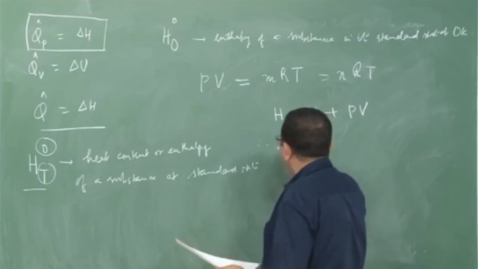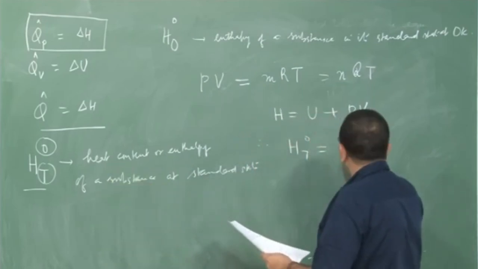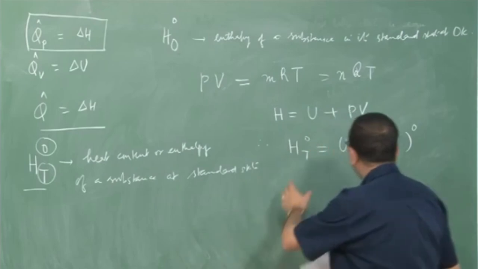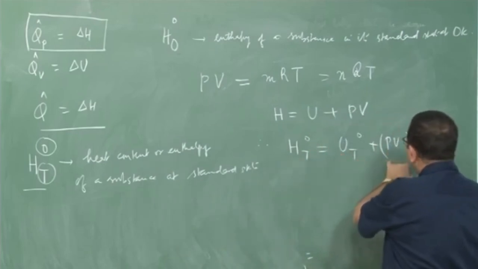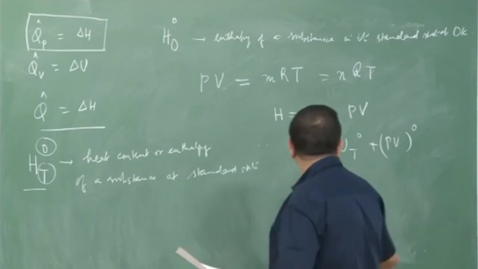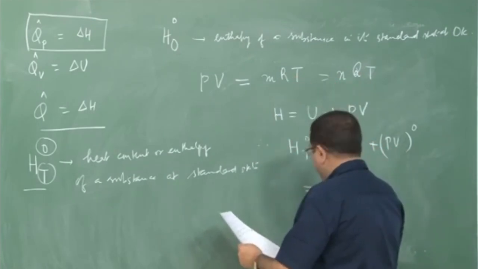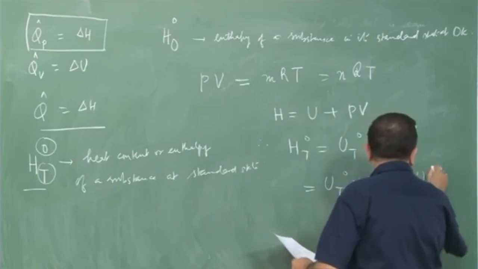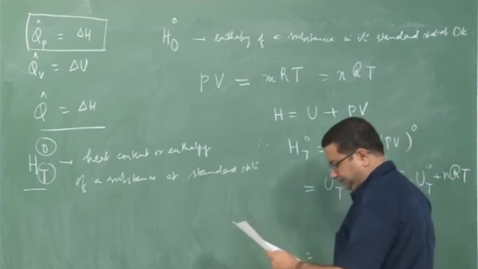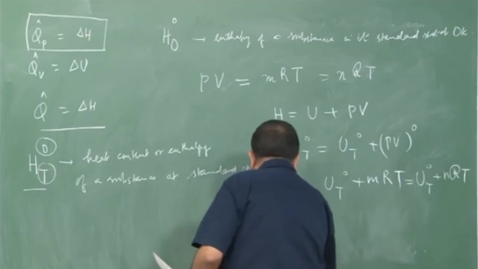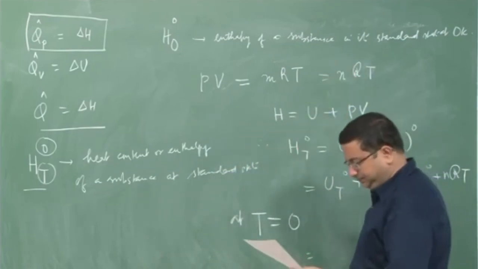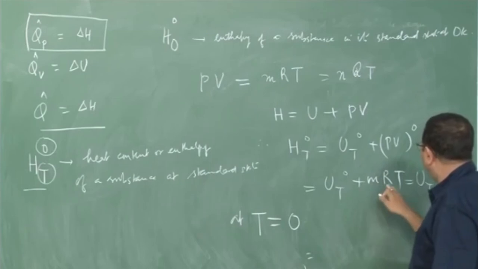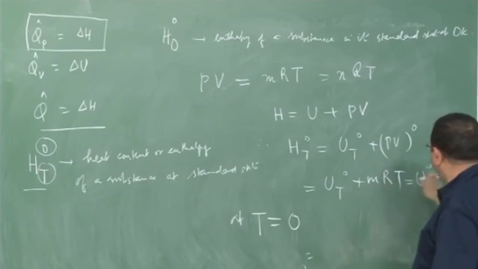Therefore, the standard heat content can be written as the heat content at a standard state is the internal energy at a standard state plus PV at its standard state. Now, PV I can write here as mRT, or it can also be written as nRT. Now, at absolute 0 temperature, which we have defined here, since from this equation of state, this term, the PV work done term, is a function of temperature, as T goes to 0, this term goes to 0.